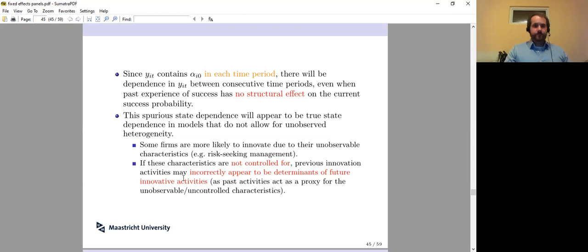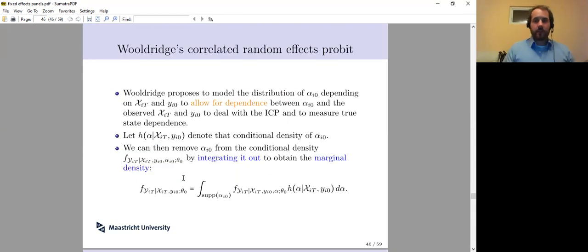Anyway, let's move on. What does Wooldridge do? Wooldridge proposes to simply model the distribution of alpha depending on the observed covariates and the initial condition, because this allows for dependence between the alpha and the x's, and also between the alpha and the y_i0. We said already that he models the distribution, which means he really models the density of alpha conditional on x and the initial condition.